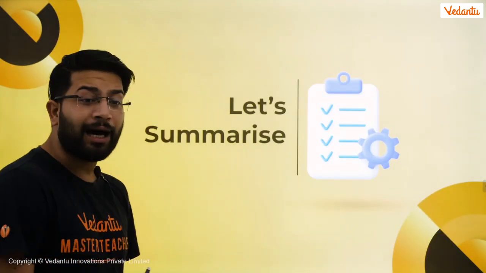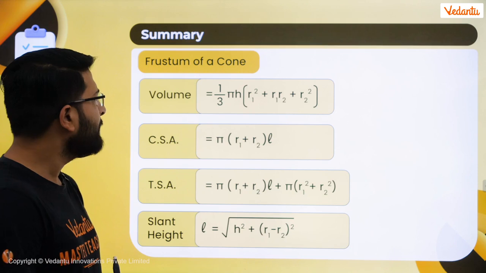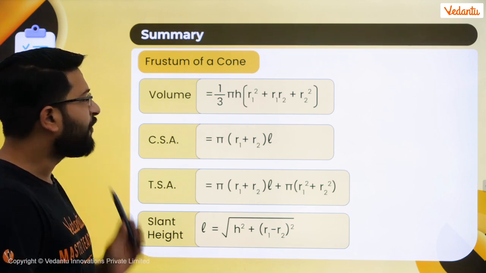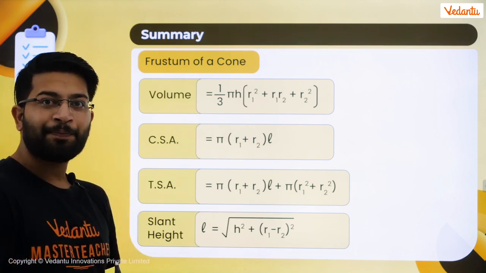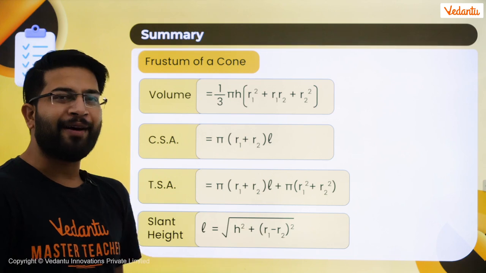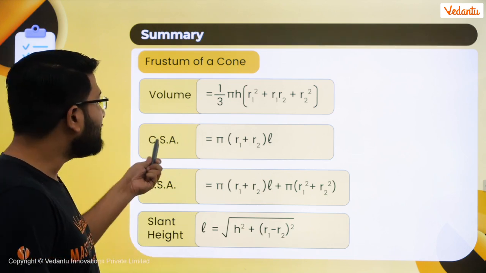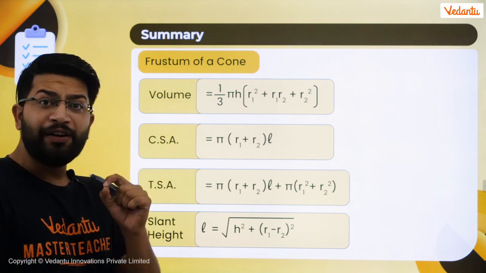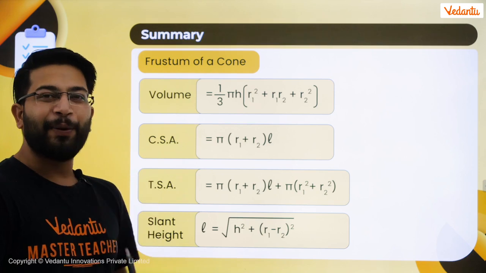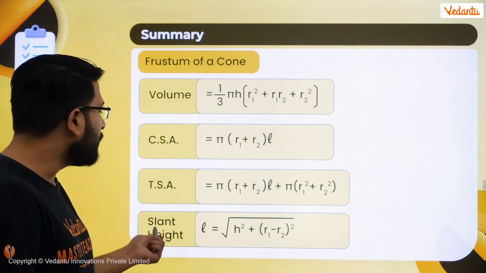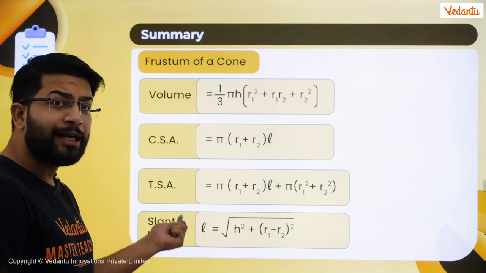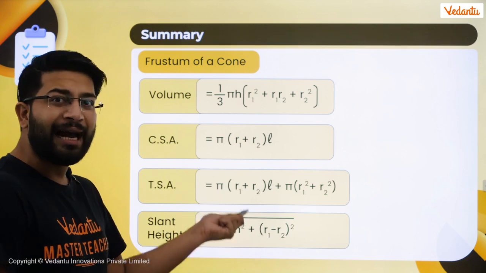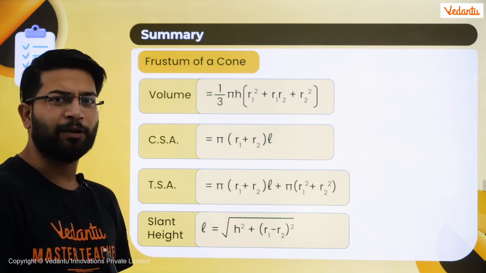So champ, let's summarize our class. So in this class, we have seen that we can find the volume of the frustum if we know the height and both the radii of the frustum. We can find the CSA and TSA if we know the slant height and both the radii of the frustum, and we know the relation between the slant height and the radii of the frustum also.